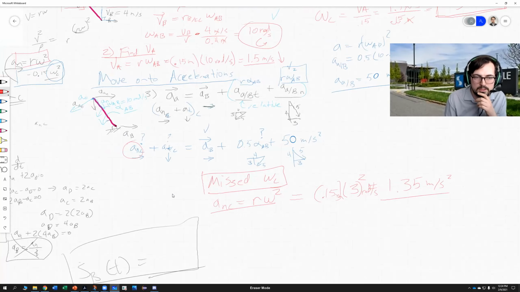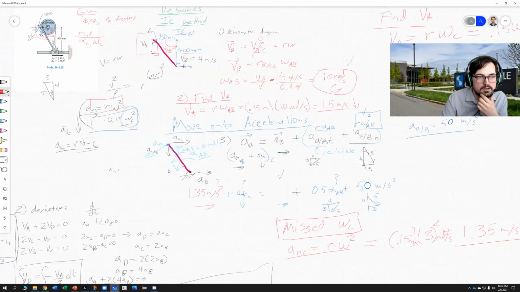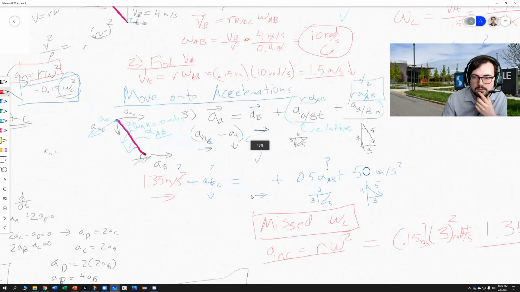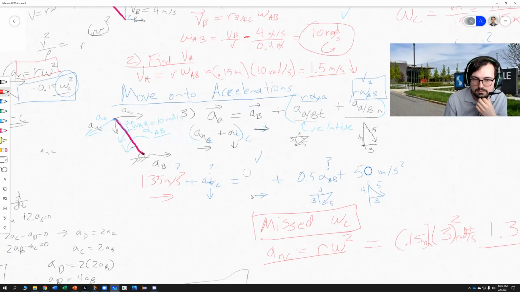So now I have this value over here. I'm just going to go ahead and replace that A of N with 1.5 meters per second squared, going to the right. In this particular case, I know A of B also. Remember, A of B is given to us. A of B is given over here as 2 meters per second squared to the right.